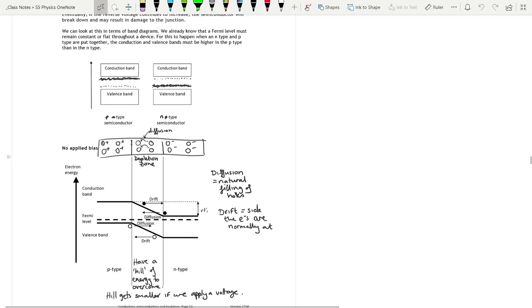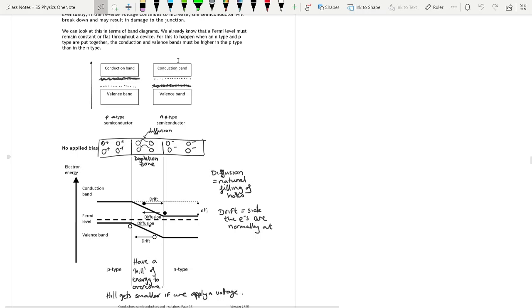So this is what it looks like here: p-type here, depletion zone here, and n-type here. We have what we call diffusion, which is just the electrons next to the holes filling the holes next to them, which causes the depletion zone. That's your diffusion.